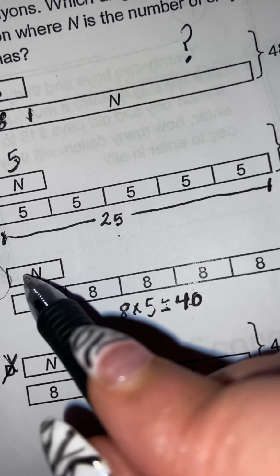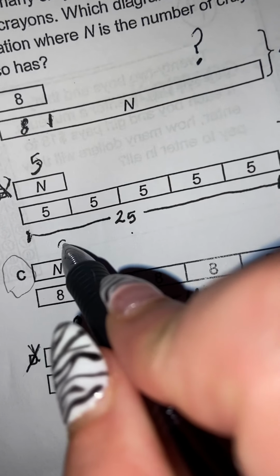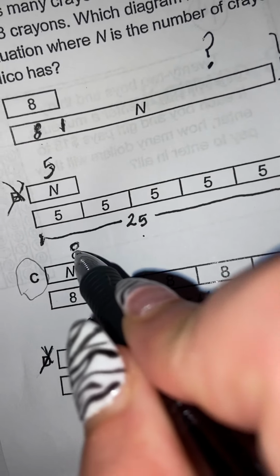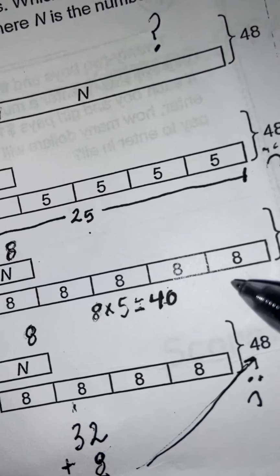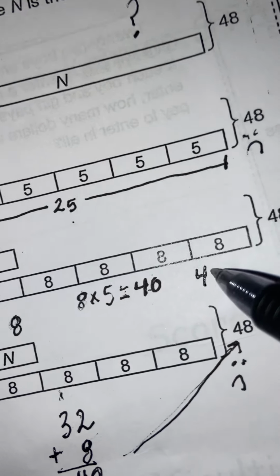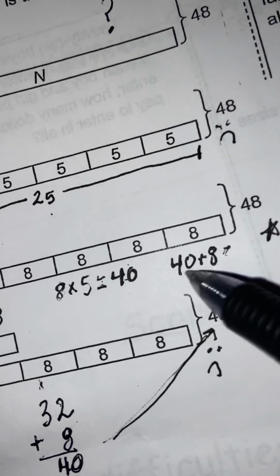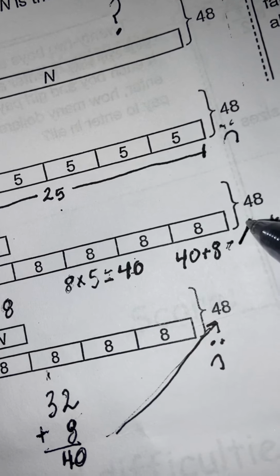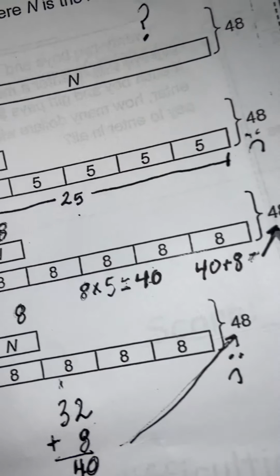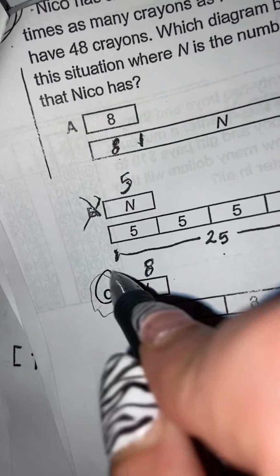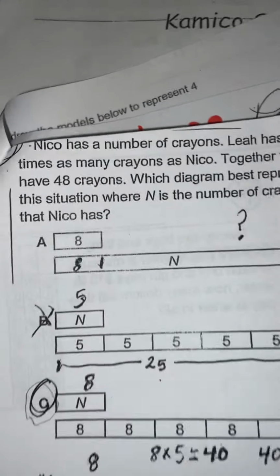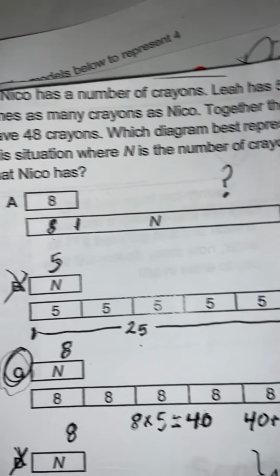Plus this one is the same length as that one. So 40 plus 8 equals 48. Ding, ding, ding. It's the right answer choice. Okay. It matches what it said.